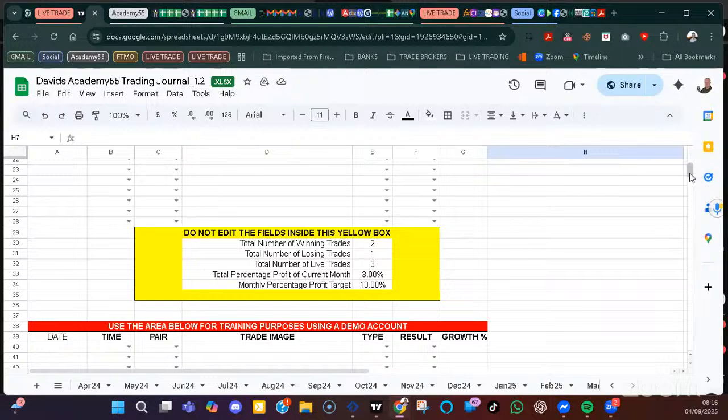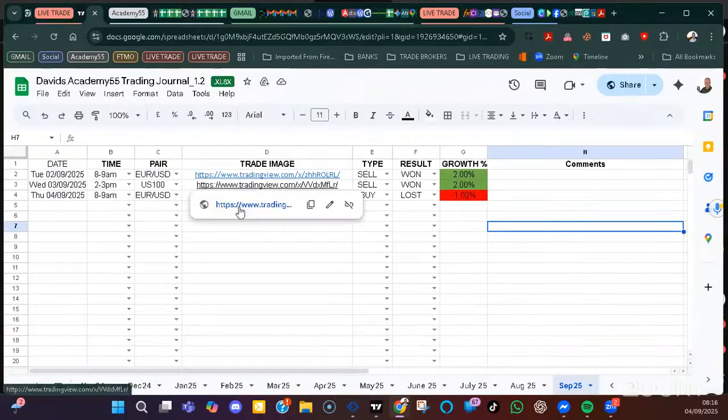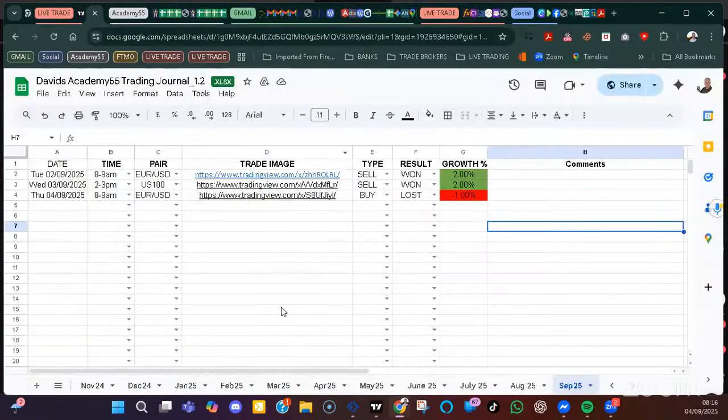And this is my journal that we make for all members. As you can see, there's screenshots for every one of the trades. This is my winning trade from yesterday in the afternoon. And go way back to February 2024, actually. All the months are there. And this is what the members get.